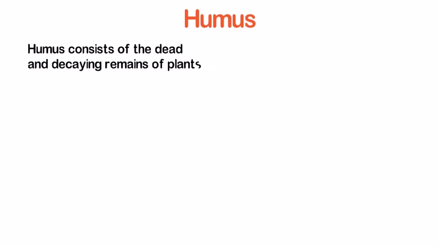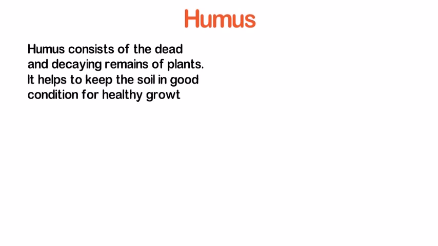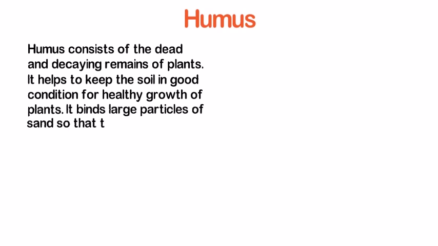Humus. Humus consists of the dead and decaying remains of plants. It helps to keep the soil in good condition for healthy growth of plants. It binds large particles of sand so that they are not easily blown away by wind or washed away by flowing water.